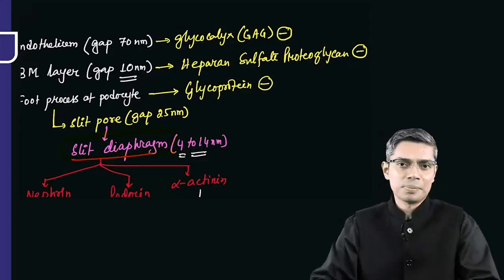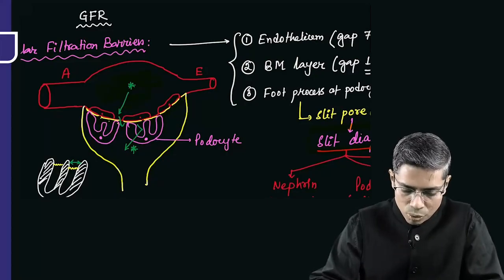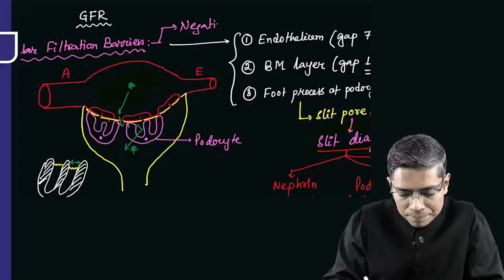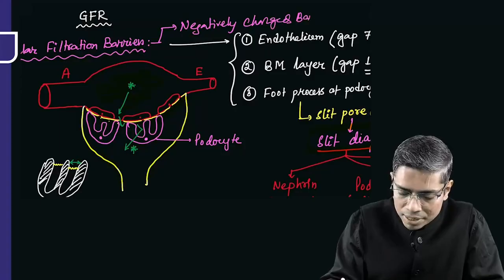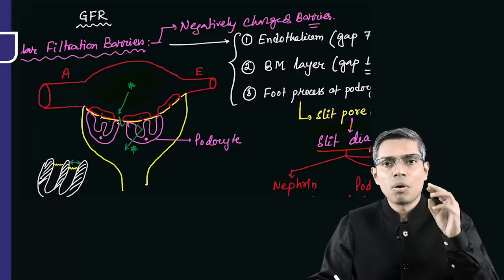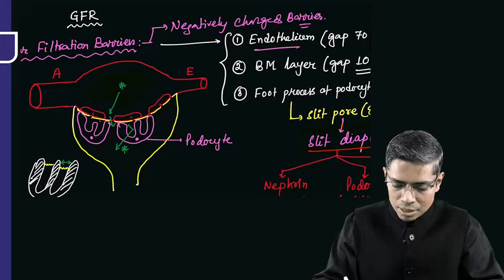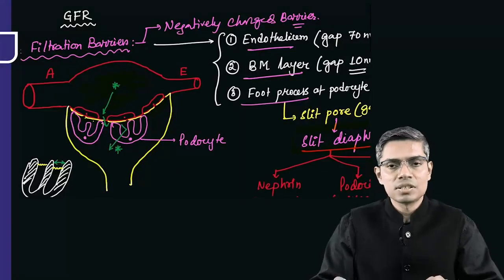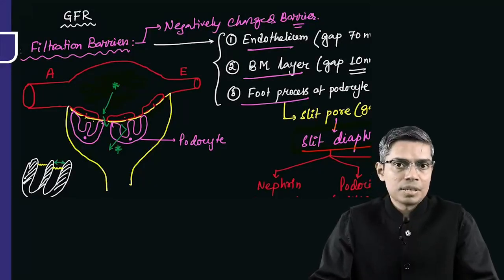So now if I ask you which kind of charge the glomerular filtration barrier contains, all of you know this information, that this barrier is a negatively charged barrier, okay? And the negative charge is present in all three layers of this filtration barrier. Not only the endothelium cell, not only the basement membrane, the foot process of podocyte also contains negatively charged substances, right? So this is all about the glomerular filtration barrier.